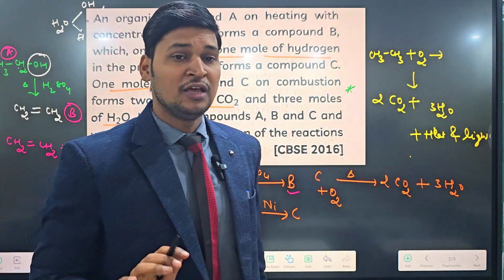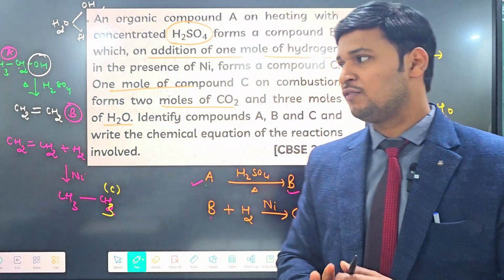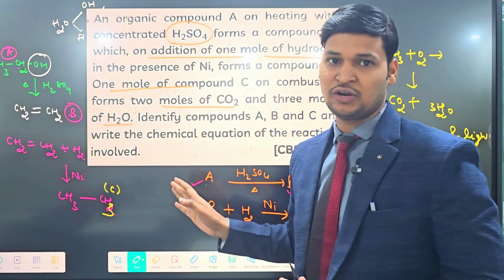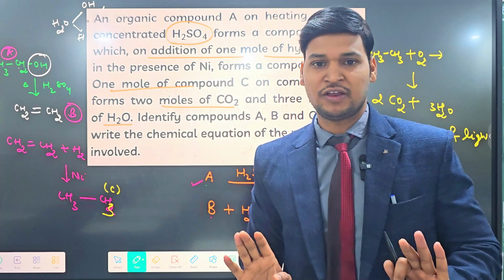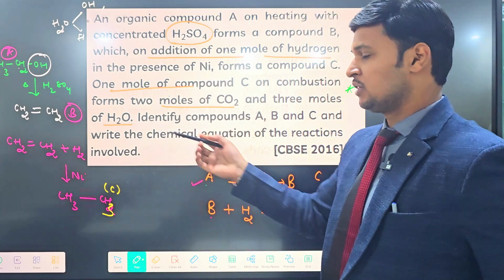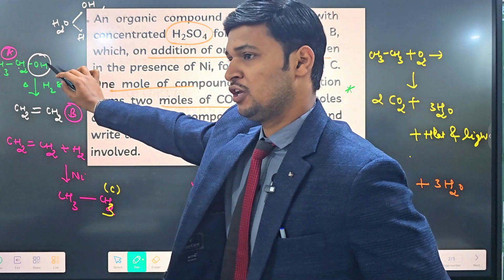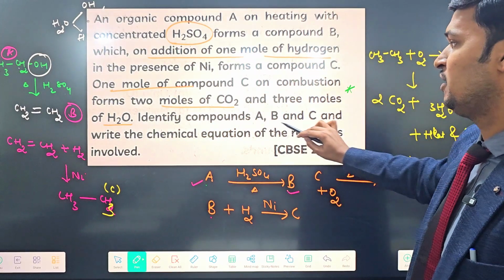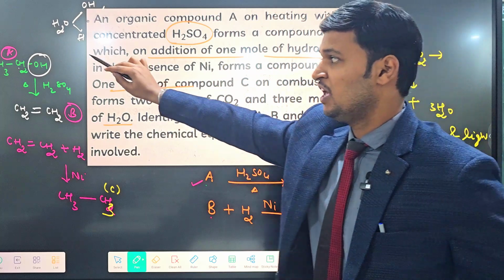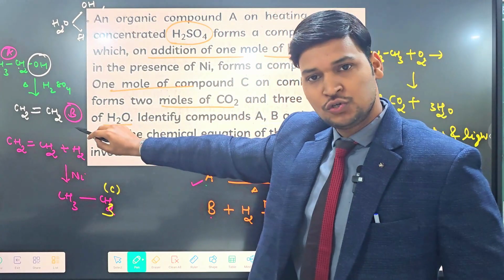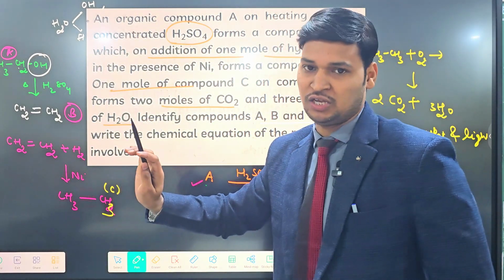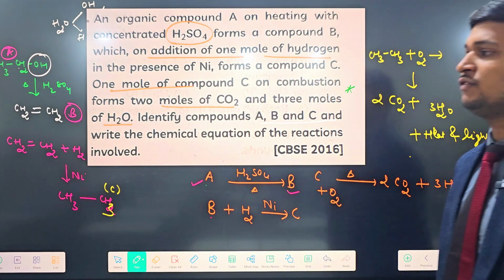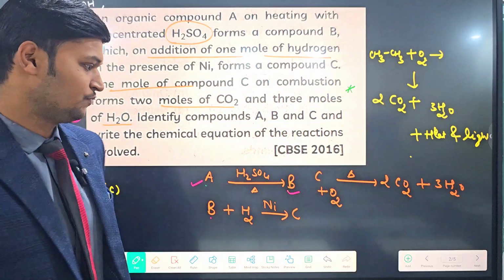I repeat again, remember, this is not the way you will write in an exam. Just in order to explain this, I have written it as such, right? How to write the answer, you all know very well, right? See, compound A is ethanol. Write the chemical equations and the reactions involved and identify A, B, C. We have that: A is ethanol, B is ethene, and C is ethane, and the respective chemical equations are as such, right? Take a screenshot of this. Let us discuss the next question.